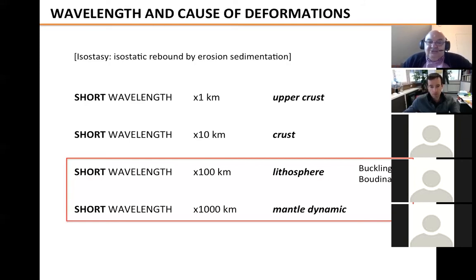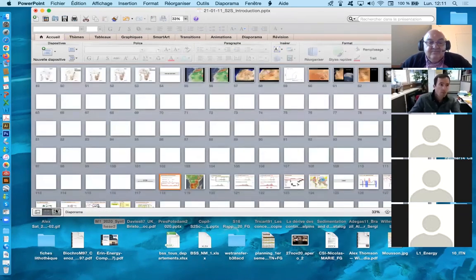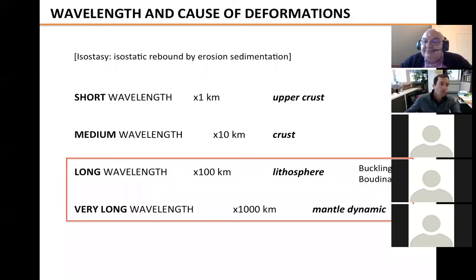Okay, so medium wavelengths. So I will correct. Medium wavelengths is something that is related to a crustal structure. Okay, so long and very long. Correct that later. Okay. Do you see my screen again? Seb, do you see it?